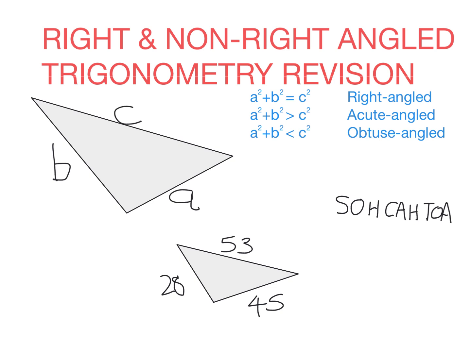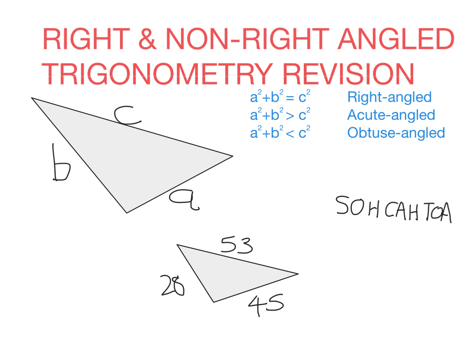So if we have any random triangle, we let A, B, and C be the sides. We'll just call A and B here the two shorter sides and C the longer side. So it turns out here, if C is the longest side, if A squared plus B squared equals C squared, then the triangle is right angled. If A squared plus B squared is greater than C squared, the triangle is acute angled. And if A squared plus B squared is less than C squared, then it is obtuse angled.